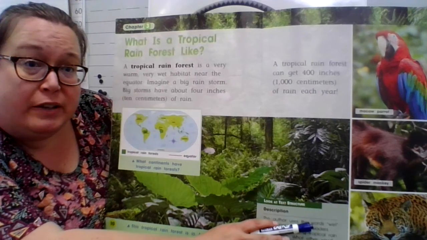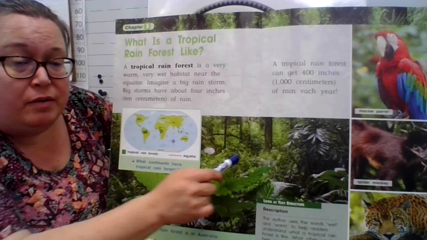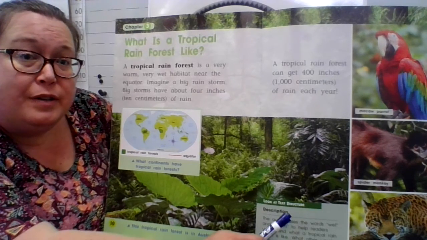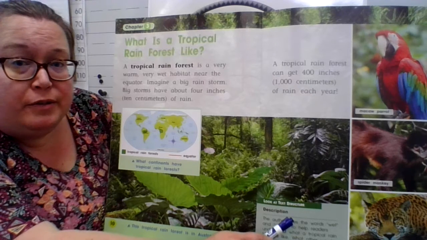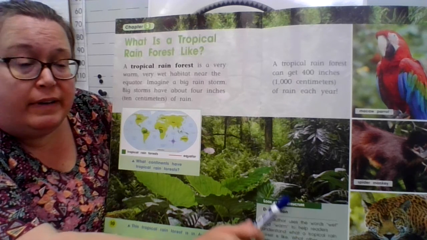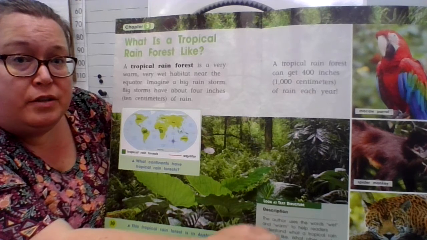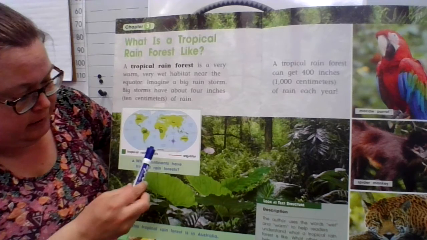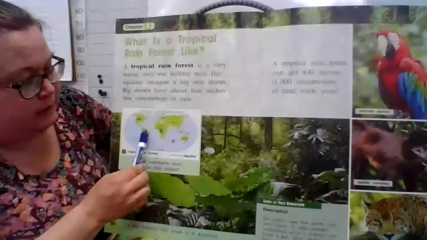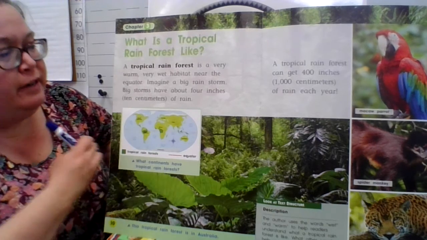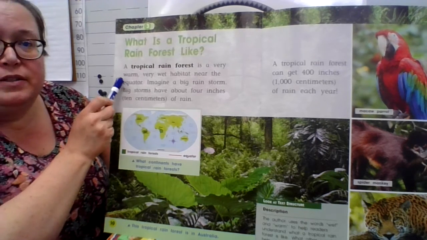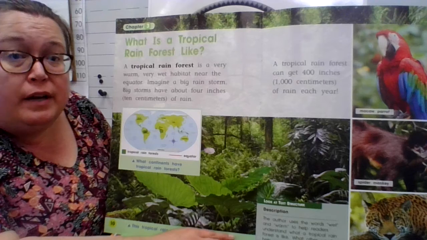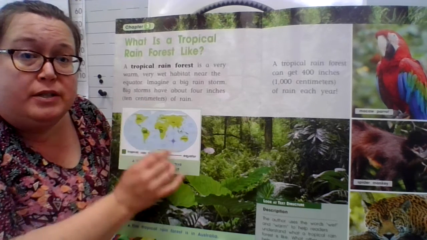Sometimes you can get details by looking at the pictures. So if you look here, you see lots of green, right? Lots of green plants. You see lots of animals. Yeah. So those are details that we could add. Yep. And they're in a lot of places, and they're right near the equator, which it mentioned in the story too. So you can get details from a story from the text, the words, but also from the pictures.